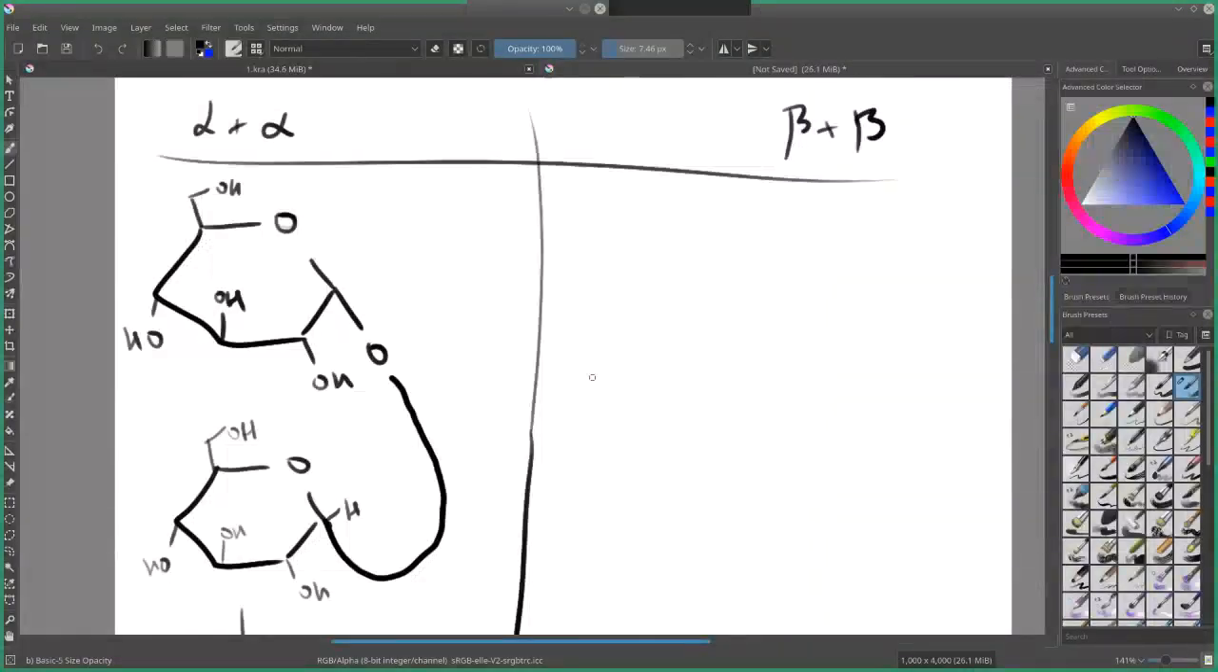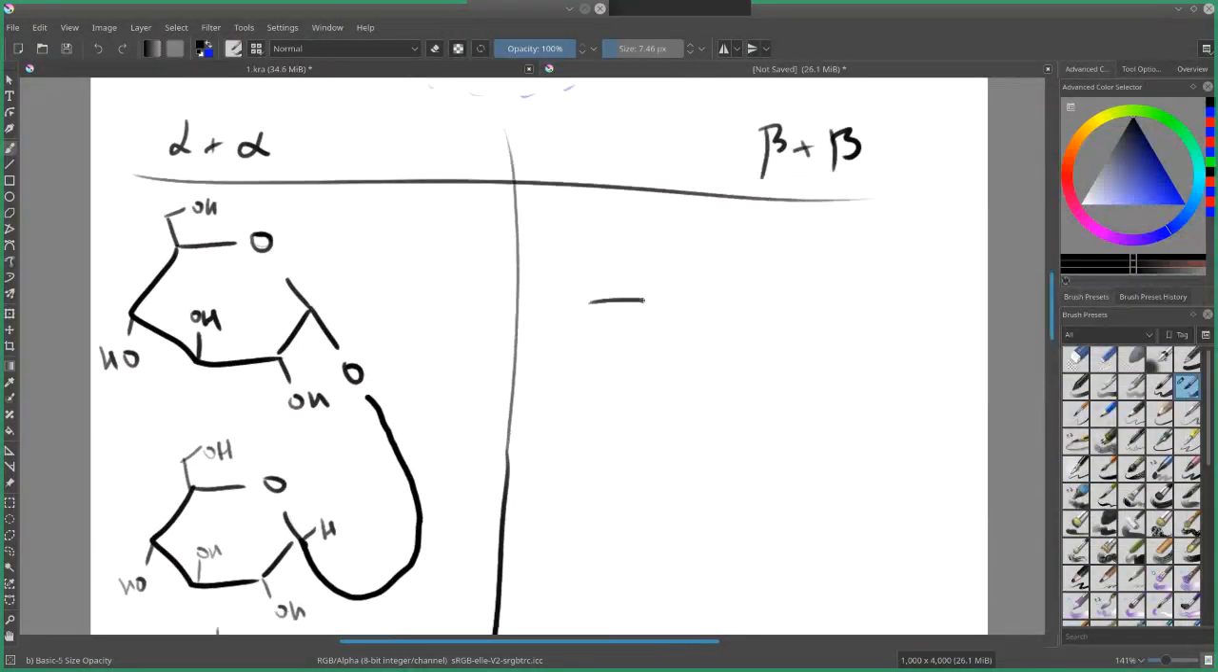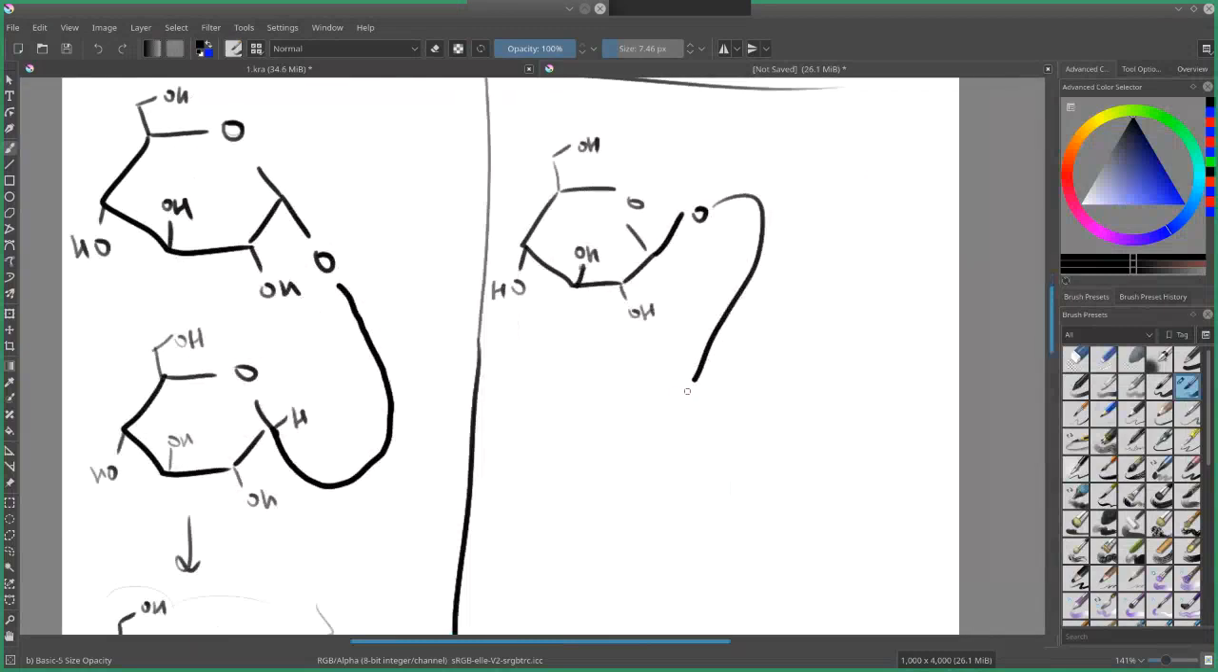And then beta plus beta. So now we have one of our glucoses, and we alternate. There's one of them. Okay, beta, so it's pointing up. And, well, let me do the whole looping down thing again. So now we have another beta pointing up again. Okay, and then the rest of our structure is exactly the same.